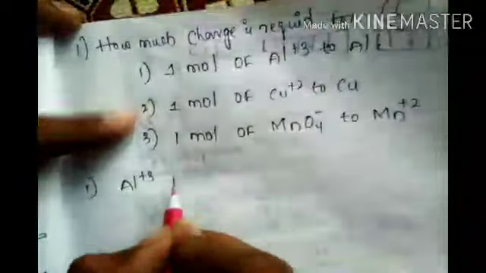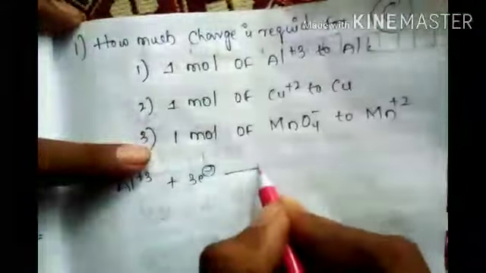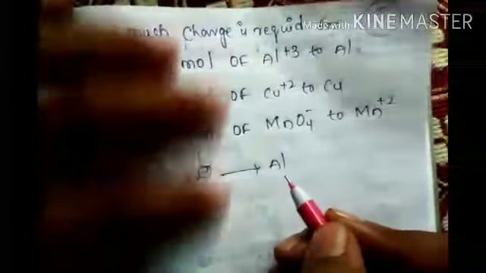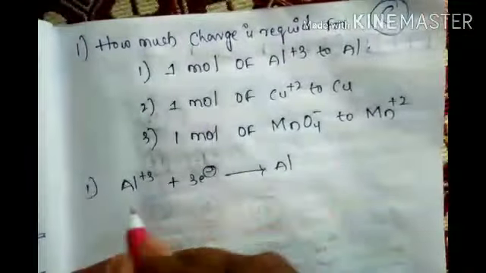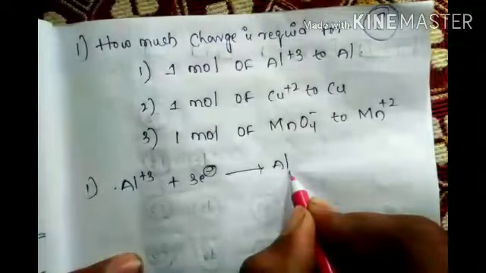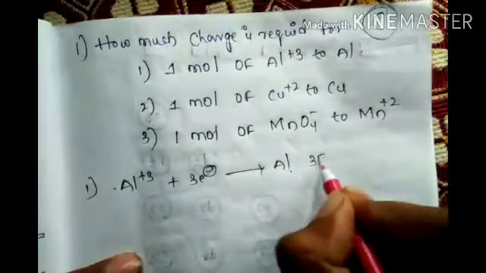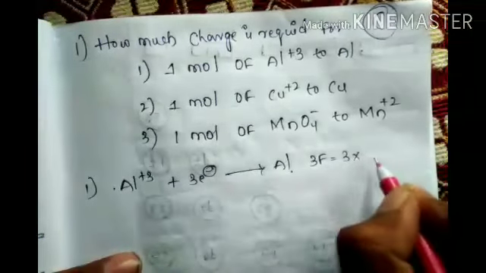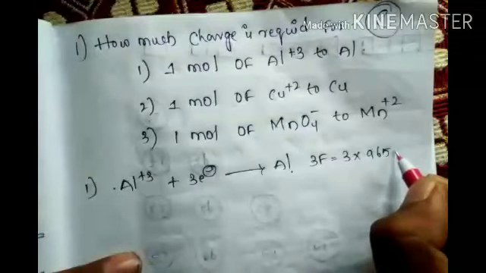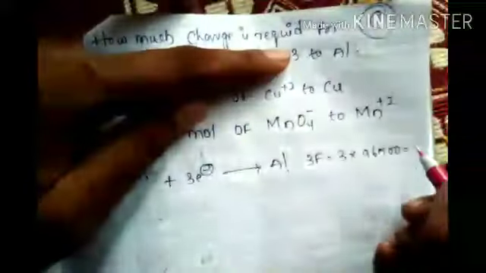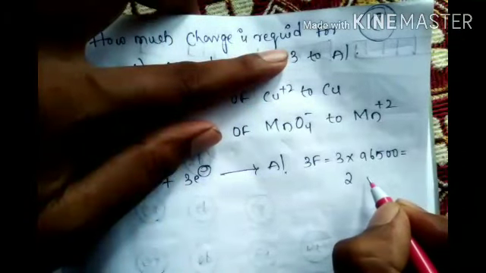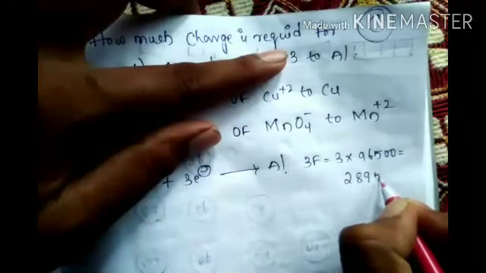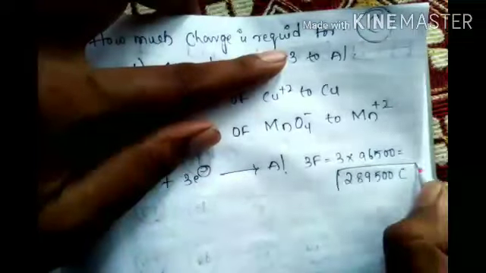Now the first problem. Al plus 3 takes 3 electrons and becomes Al. So 1 mole, 1 Al coming, 1 mole is coming. So 3 electrons into F, so 3 into 96500. What is it? 2,89,500 coulombs. Answer.